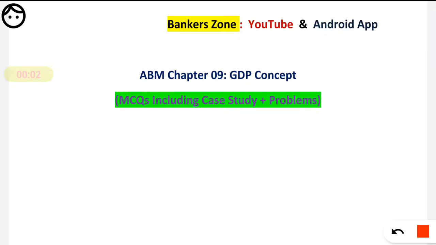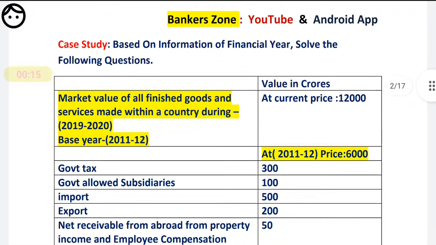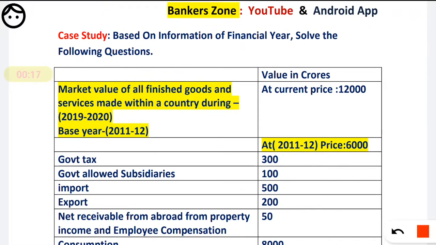Hello friends, let's start with the ABM 9th chapter, GDP concept. Based on that, we will discuss MCQ, case study plus problems. Okay, so see the first question. Here we are starting with the case study, so that you will be familiar with the case study.